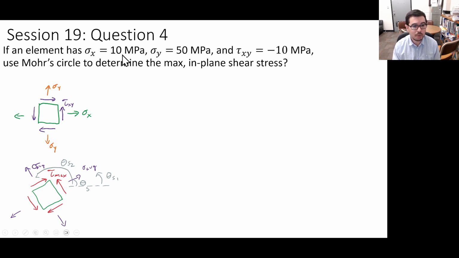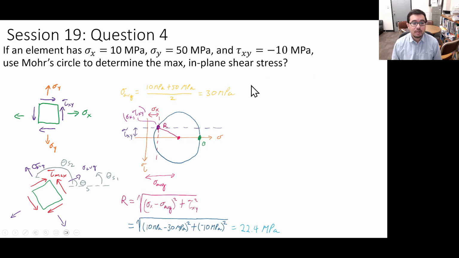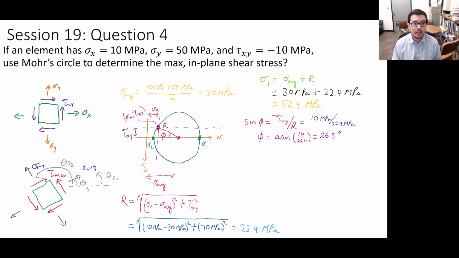We have sigma x equals 10 megapascals, sigma y equals 50 megapascals, and tau xy equals minus 10 megapascals. So let's go ahead and just copy and paste what we've done previously and bring it into this sheet. I understand that you might not be so fortunate to have these three values of stress being the same for every problem. Nonetheless, you'd go through the same process that we've described previously and get to this point.